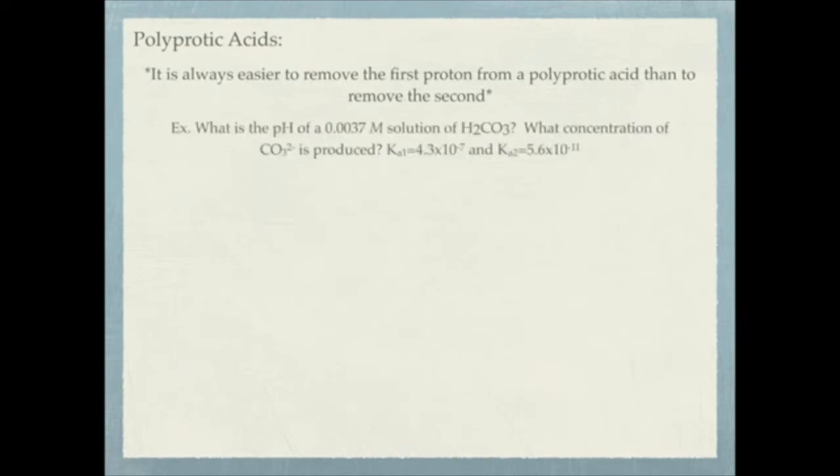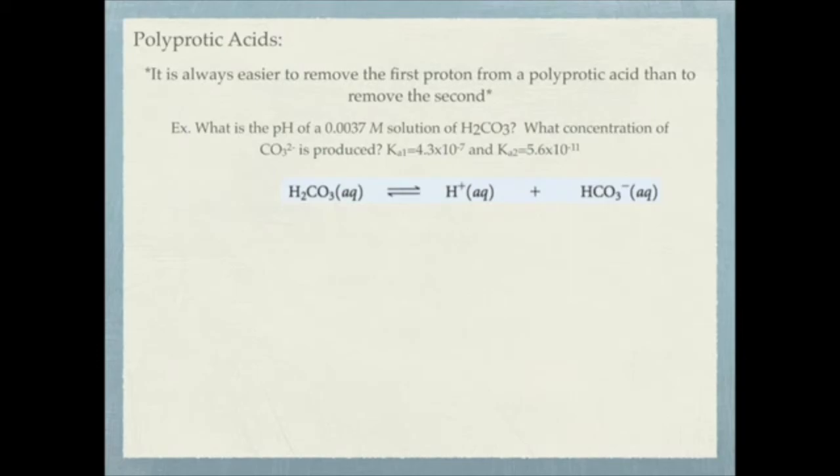So let's look at this. Here's my example, okay? It gives me the initial concentration of carbonic acid, and then it asks what's the concentration of CO3 and what's the pH, okay? So the first thing I'm going to do is set up my reaction. So carbonic acid is going to dissociate for the first one into hydrogen ions and then HCO3 minus, okay?